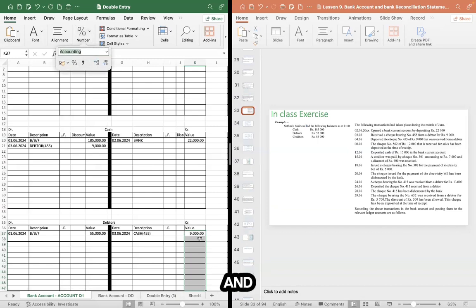Now take a minute and observe this transaction. Then move on to the next question. On June 4th, deposited check number 455 of rupees 9,000 that was received from the debtor.